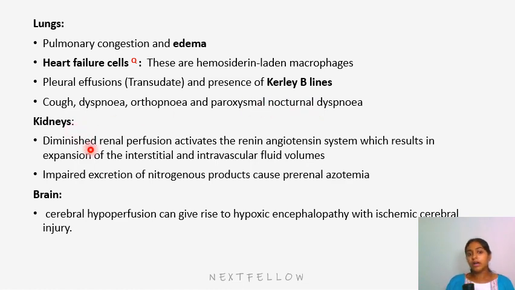In kidney, as there is a reduced perfusion due to stasis of the blood in the left-sided chambers of the heart, this activates the renin-angiotensin system. This results in the expansion of the interstitial as well as intravascular fluid volume. Due to the reduced renal function, there will be impaired excretion of the nitrogenous product which causes pre-renal azotemia. In brain, there will be a hyperperfusion. This may result in hypoxic encephalopathy which results in ischemic injury to the brain.